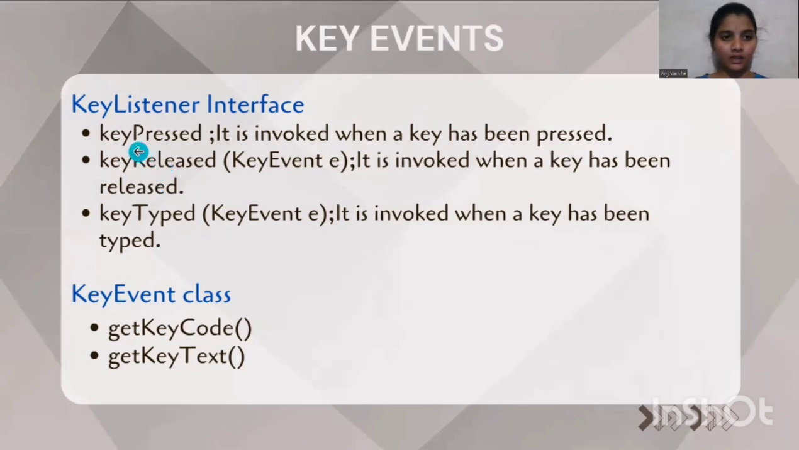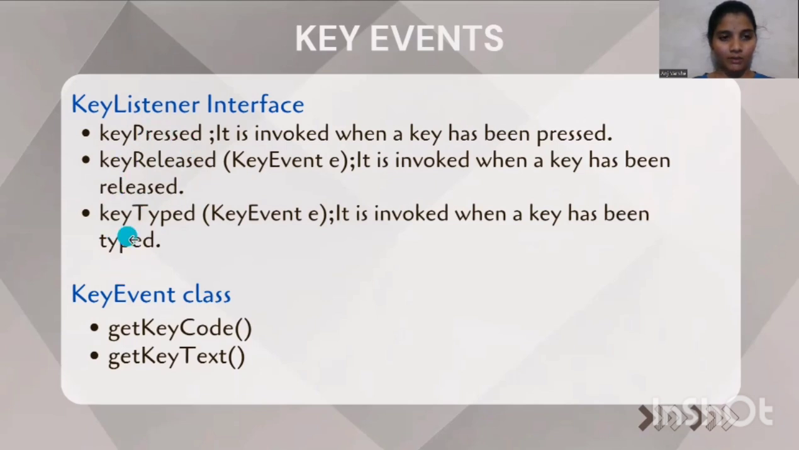Here, in the listener interface, these are the methods: key pressed, key released, key typed. Key pressed is invoked when a key has been pressed, and key released is invoked when the key has been released. Key typed is invoked when a key has been typed. So these methods are handled using the key listener interface, and these methods are also known as abstract methods.